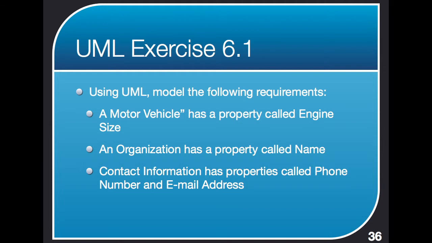For exercise 1, using UML, model the following requirements, basically by drawing classes and attributes. We want a motor vehicle with a property called engine size, an organization that has a property called name, and contact information, which has properties called phone number and email address. A hint, you'll be drawing classes and attributes here.